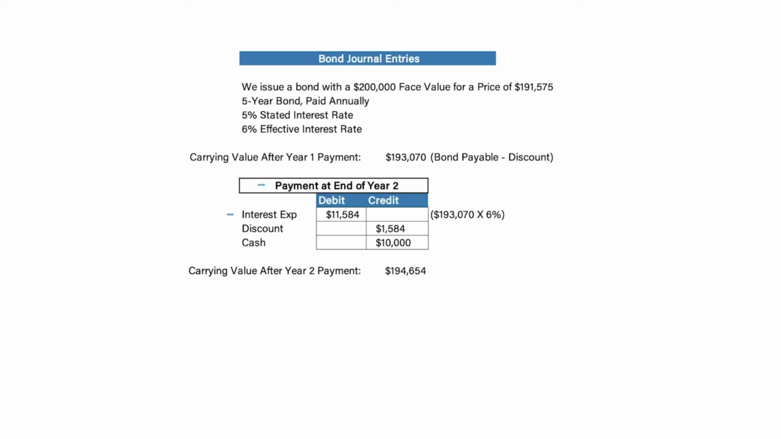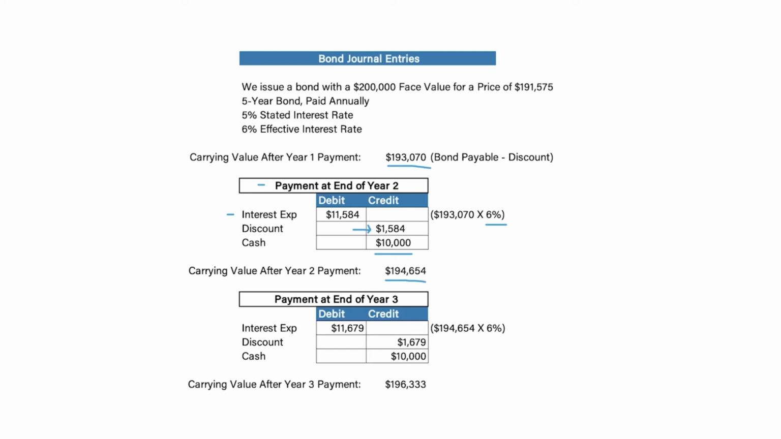So for the interest expense, we take the end of year 1 carrying value, multiply it by the effective rate. We still pay the same amount of cash, and now we discount the difference. So we are discounting an increasing amount each period. Therefore, the carrying value increases after year 2 up to 194,654.